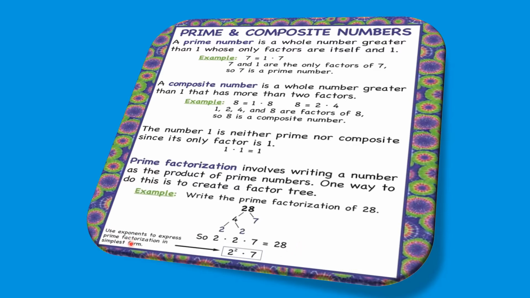So use exponents to express prime factorization in simplest form. For example, here 2 times 2 is there, so that's why they have written 2 to the power 2. Instead of that, by simple multiplication also you can write. That is also acceptable here. That is 2 into 2 into 7 is equal to 28. This is also correct.